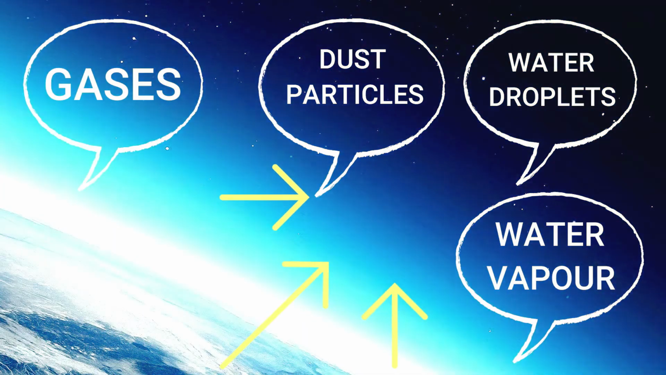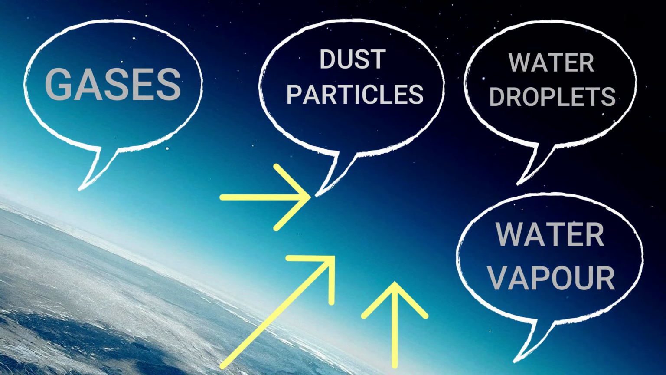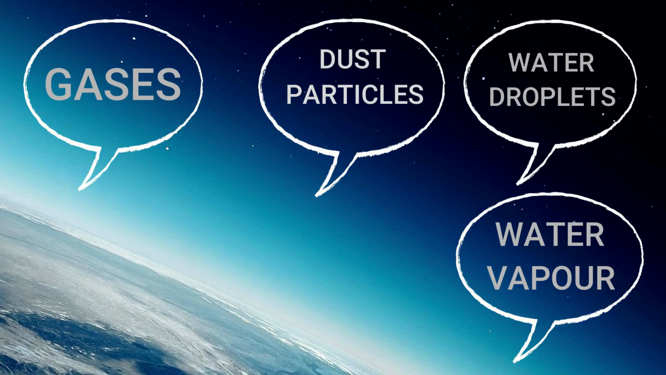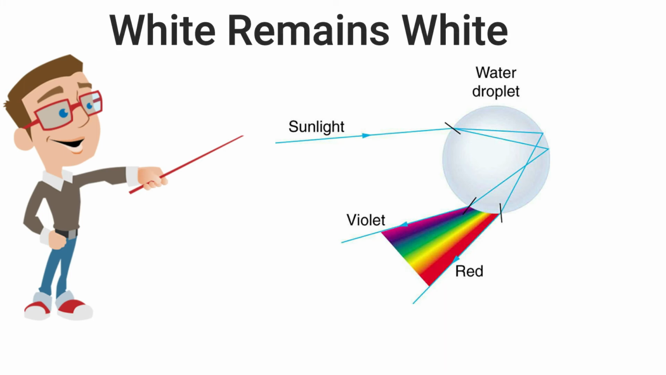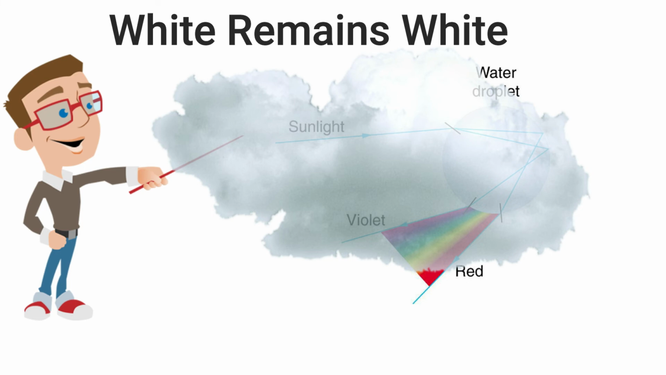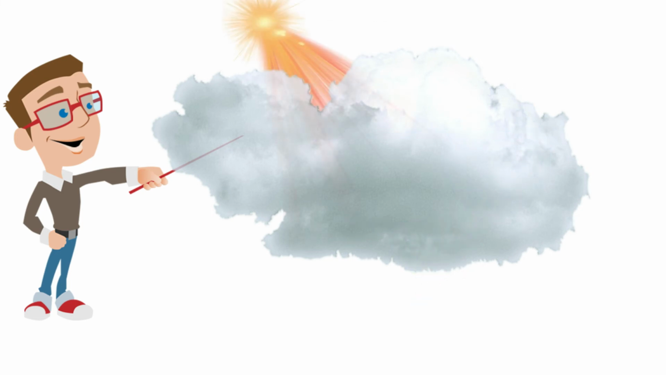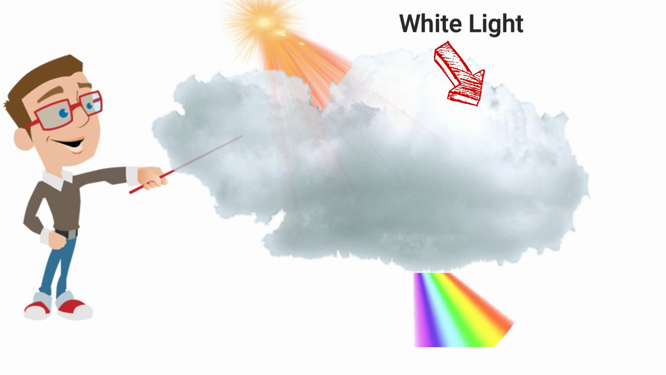But what about dust particles, water droplets and water vapors? Do they also scatter light? Yes, they do. However, their size is much bigger than the size of the light wave, and hence they scatter all the colors of light in equal amounts. So white light entering the cloud or the dust particle emerges out as white light again. White remains white. Hence, the cloud appears white.